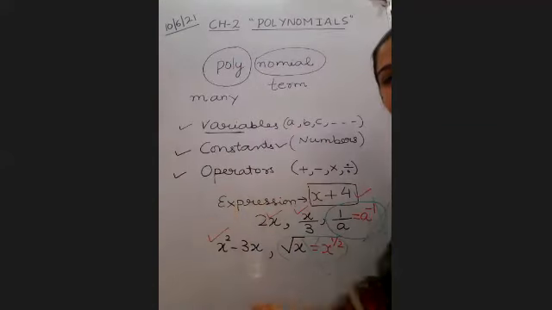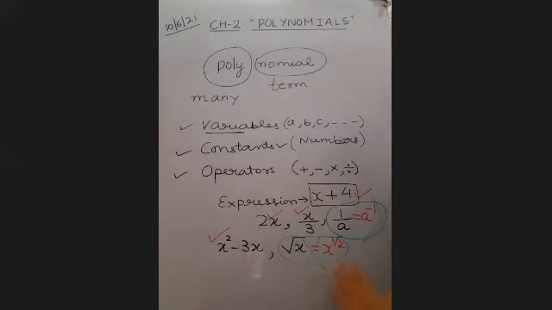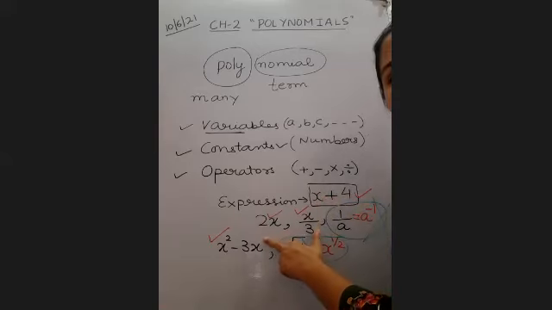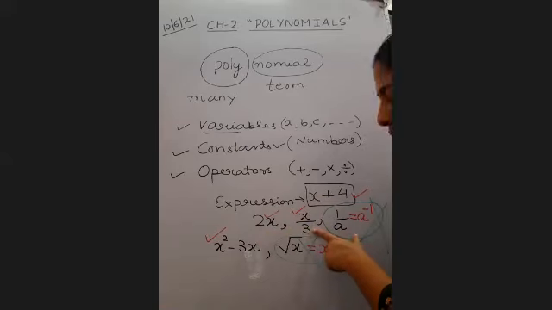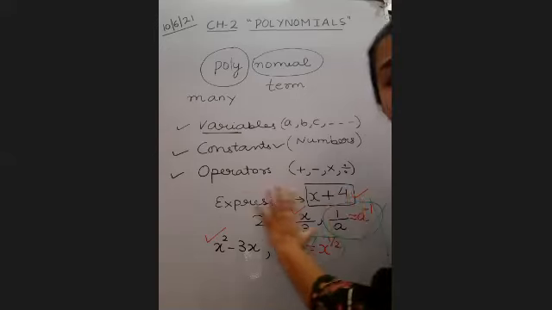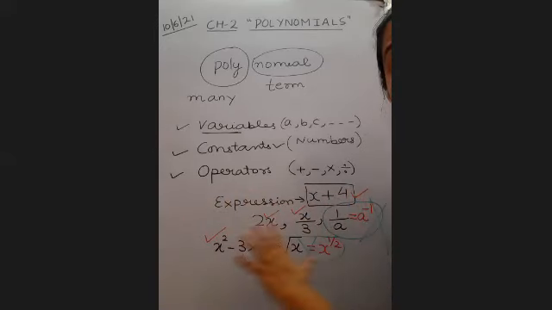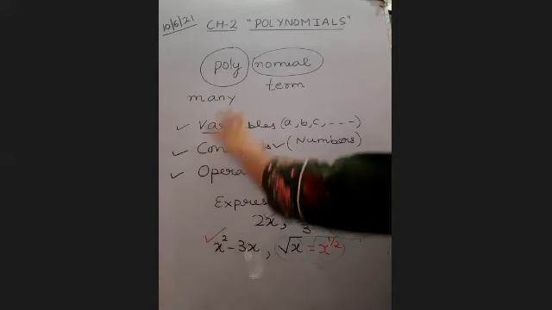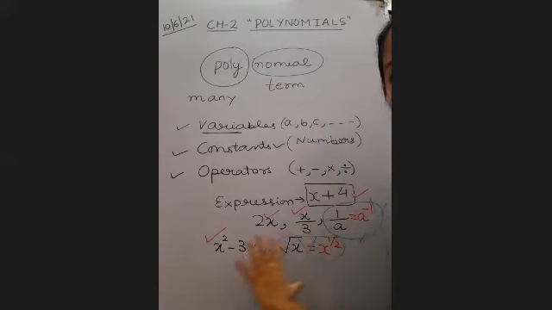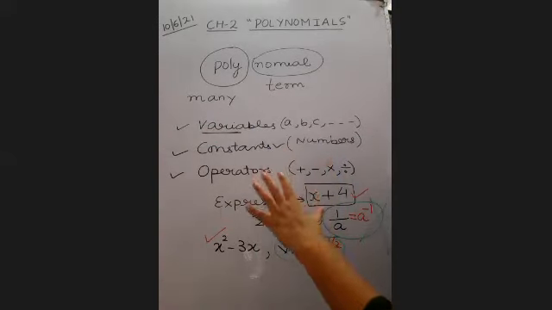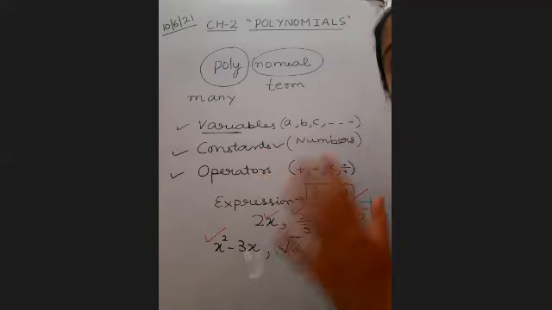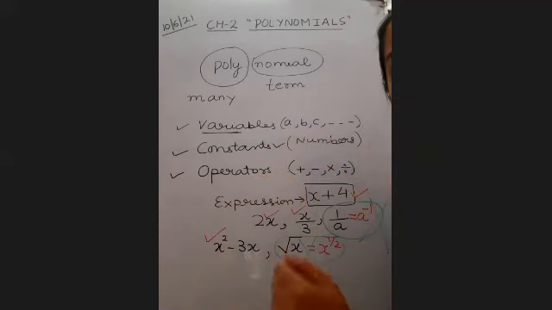All these are expressions, as they are conveying something to you. Something is representing 4 added to a number. This is representing double of a number, 1/3 of a number, square root, reciprocal. These all are expressing something. But all these expressions are not polynomials. Polynomials are only those expressions in which the power of variable is a whole number.